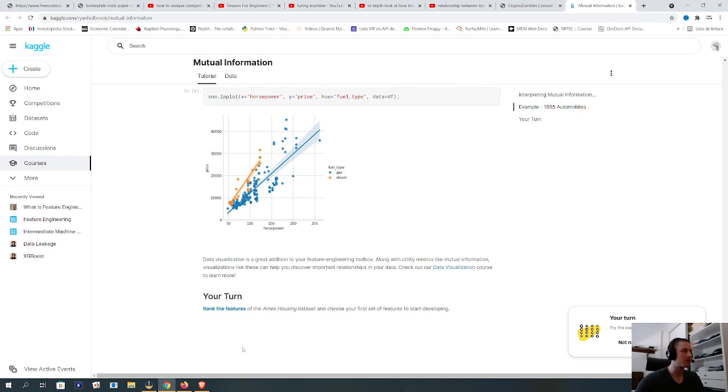Data visualization is a great addition to your feature engineering toolbox, along with utility metrics like mutual information. Visualizations like this can help you discover important relationships in your data.